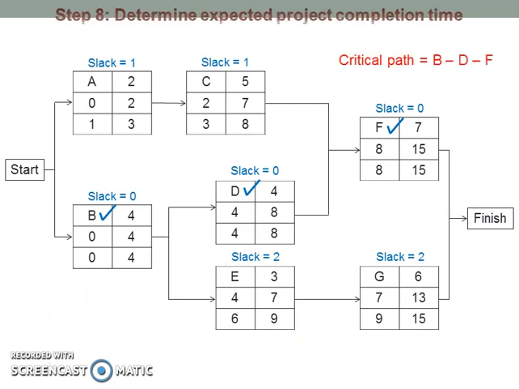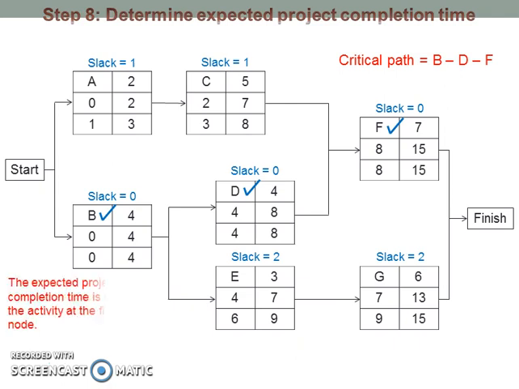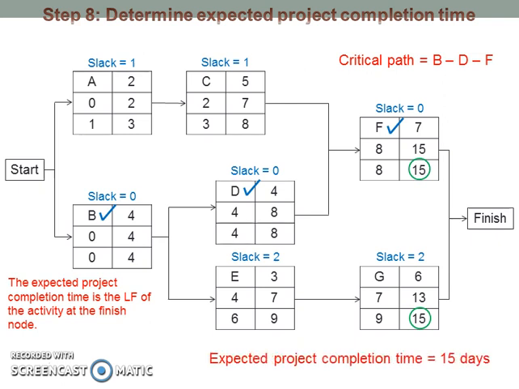Finally, determine the expected project completion time. The expected project completion time is given by the latest finish of the activities at the finish node. Here, the latest finish of the activities at the finish node is 15. Therefore, the expected project completion time is 15 days.